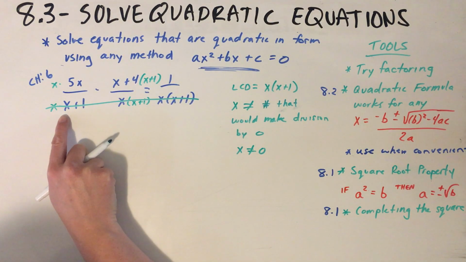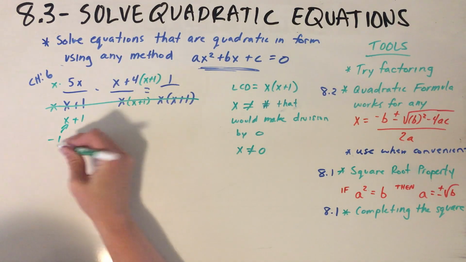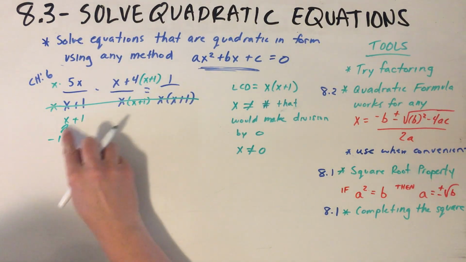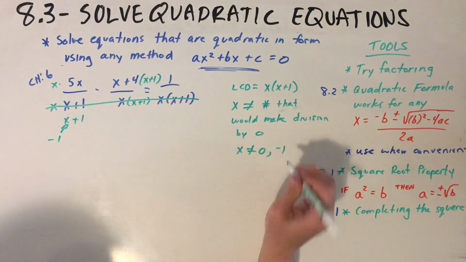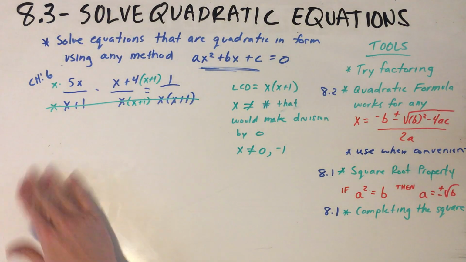Here, this was x plus 1. So if x was a negative 1, then this denominator would be 0. So we can't have x be a negative 1 either. This is really important to identify what x can't be. Okay, so now back to solving this equation.